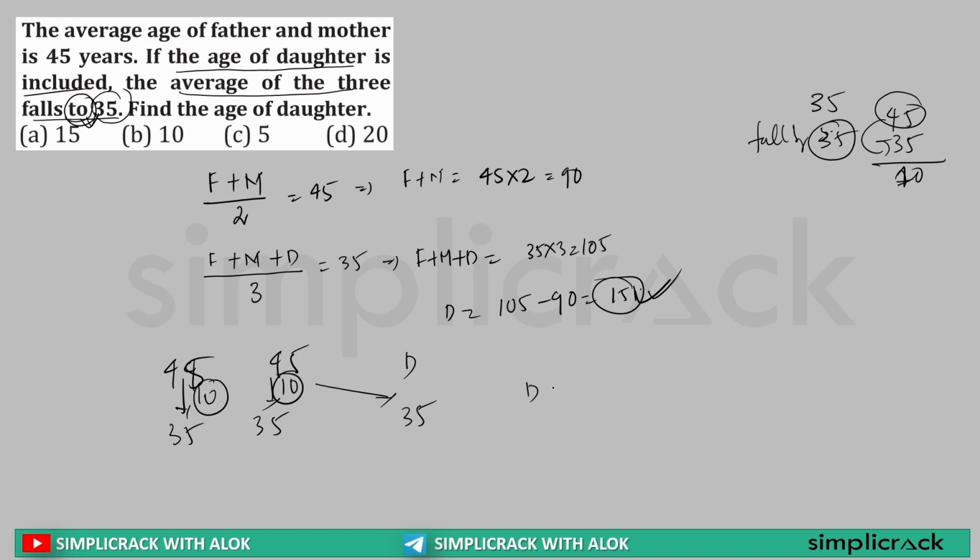So sir, the daughter's actual age plus the addition number is equal to 35. So the daughter's actual age is what? 35 minus the additional age. So 35 minus additional age is what? 10 plus 10, that is 20. So the actual age of the daughter is what? Sir, 15. So that's how you can also solve the question.